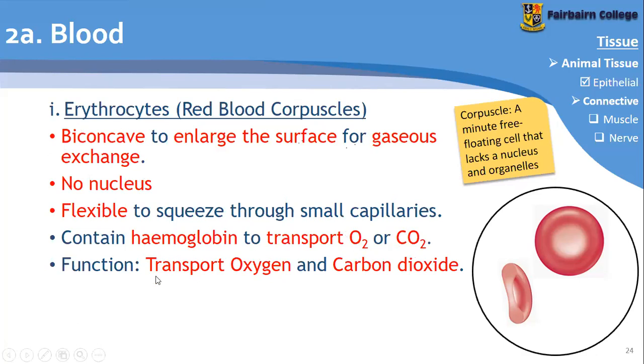Okay, and then so the main function of erythrocytes. Okay, so if you remember anything from this, remember the main function is to transport oxygen and carbon dioxide. Okay, that is what erythrocytes do. They take oxygen from the lungs to the body cells, and then they take carbon dioxide again from the body cells back to the lungs. Okay, that is their main function.